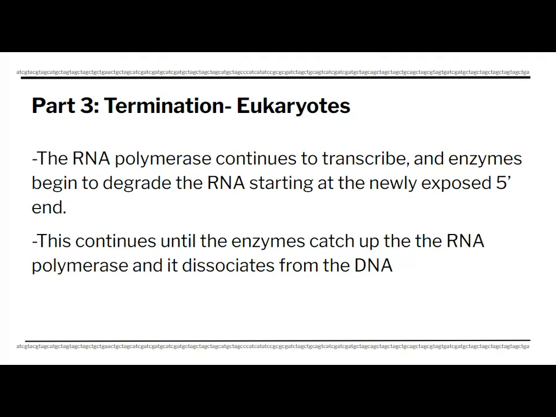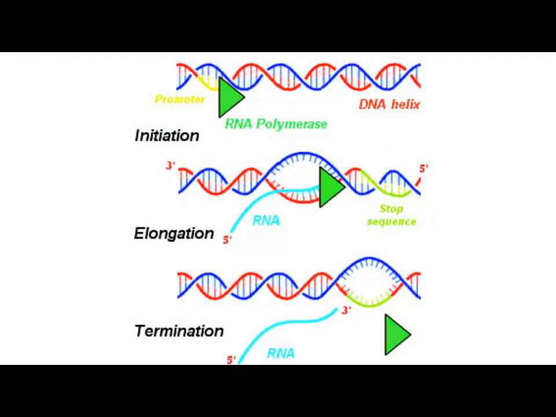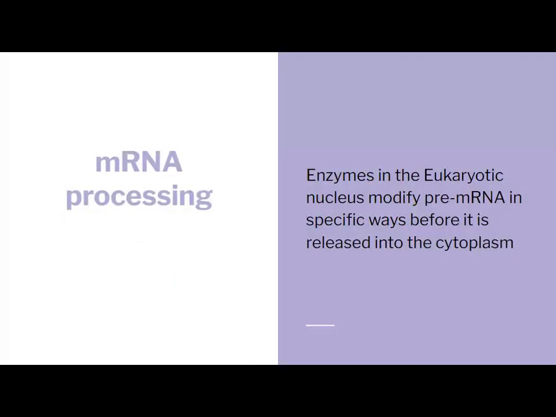So, just as a general overview, initiation, we've started binding. Elongation, we have our mRNA. Termination, we've released. This is our pre-mRNA transcript. This will go into mRNA processing. In mRNA processing, enzymes in the nucleus will modify that pre-mRNA in some specific ways before it's released into the cytoplasm to be translated.